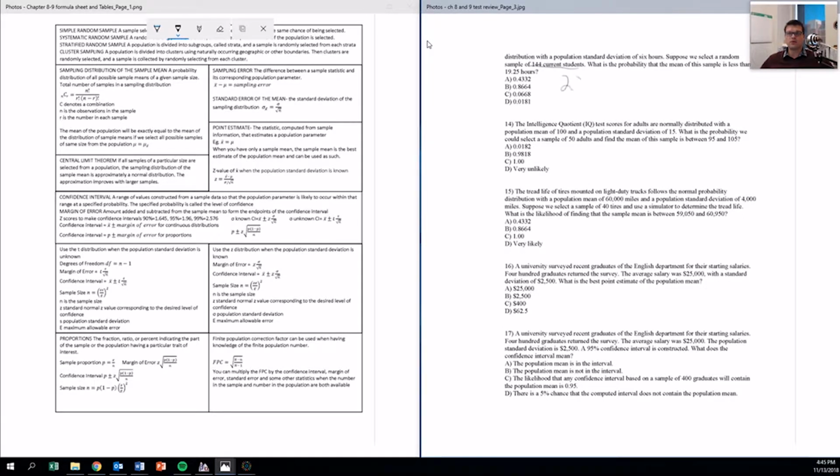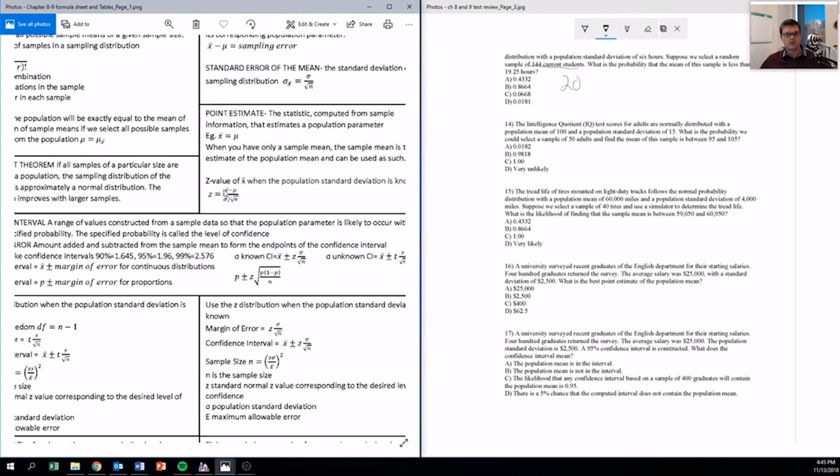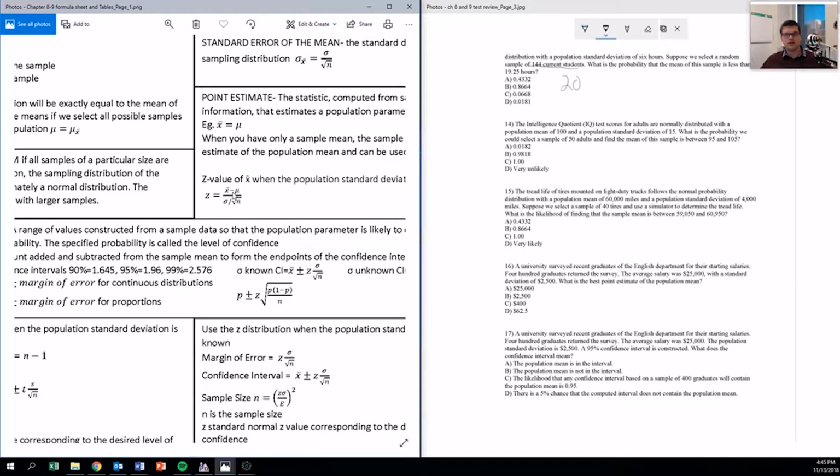Suppose we select a random sample of 144 current students. Okay, so we've got 20 hours for the mean. Then we've got 144 students. What's the probability this sample mean is less than 19.25 hours? So we're going to zoom in here. We're going to calculate a z-value.